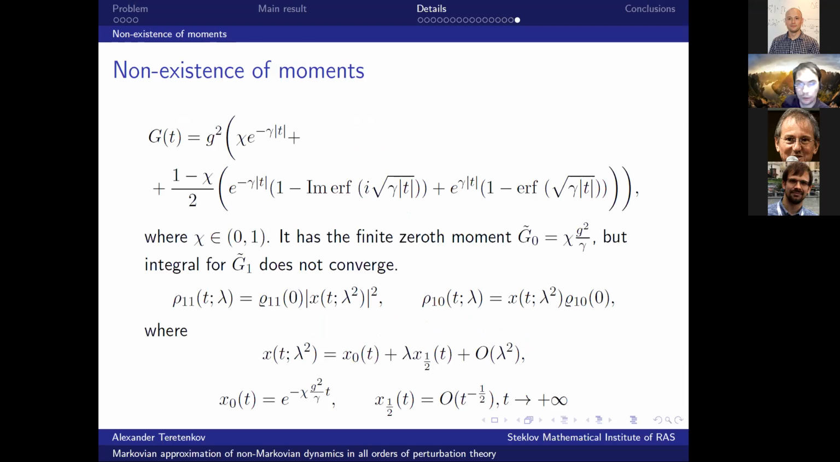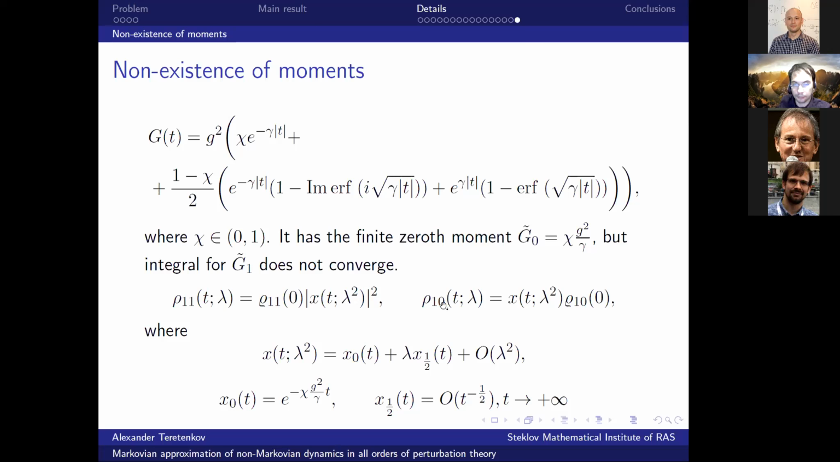And the last thing that I should say: what if the moments do not exist? Here is an example of a correlation function. It is maybe not so easy to obtain, as simple as in the situation of a combination of Lorentz peaks, the direct formula for the correlation function with finite zero moment but infinite first moment. But if one takes the following correlation function, it is possible to define the spectral density for this correlation function. So this is actually the correlation function. Chi is the parameter from 0 to 1.